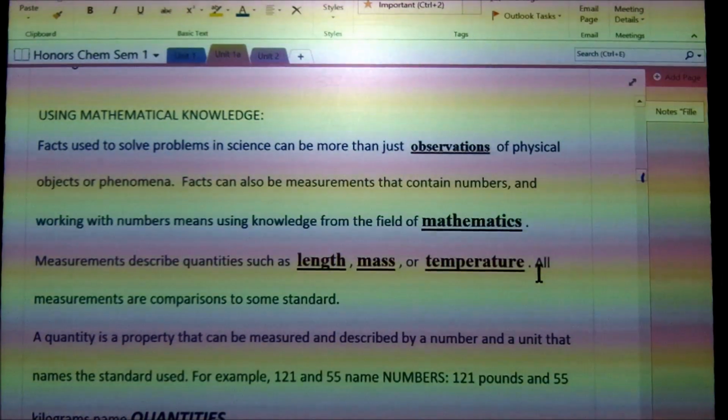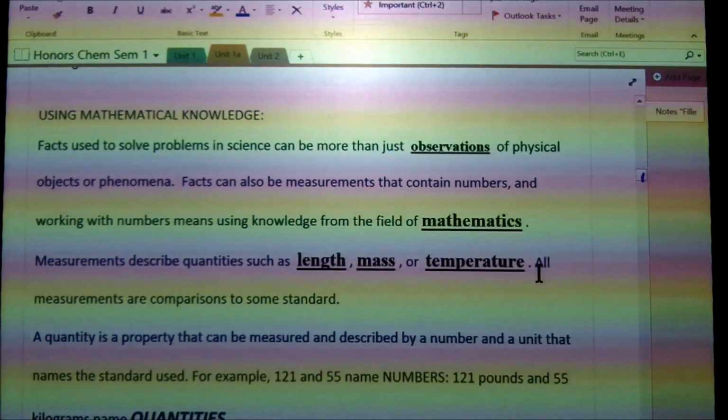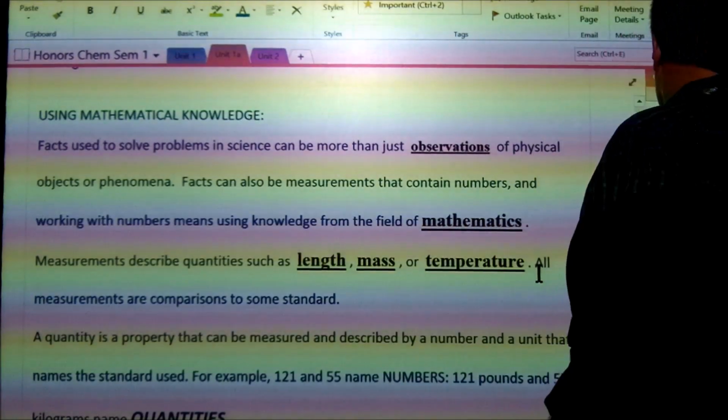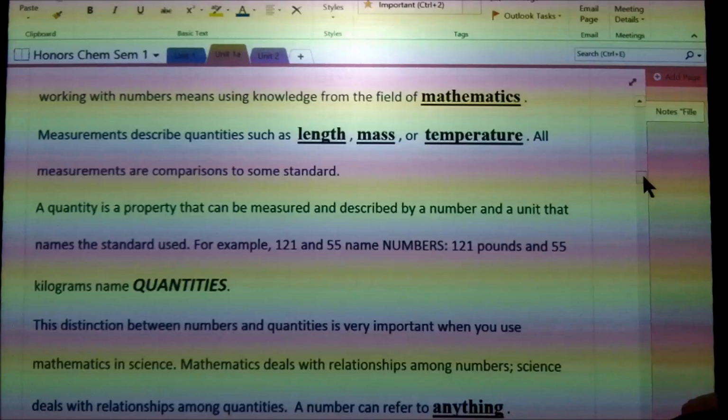You guys have the blanks for that? Okay. Oh, come on. Where'd the pen go? Okay. Actually, let's just tap it.